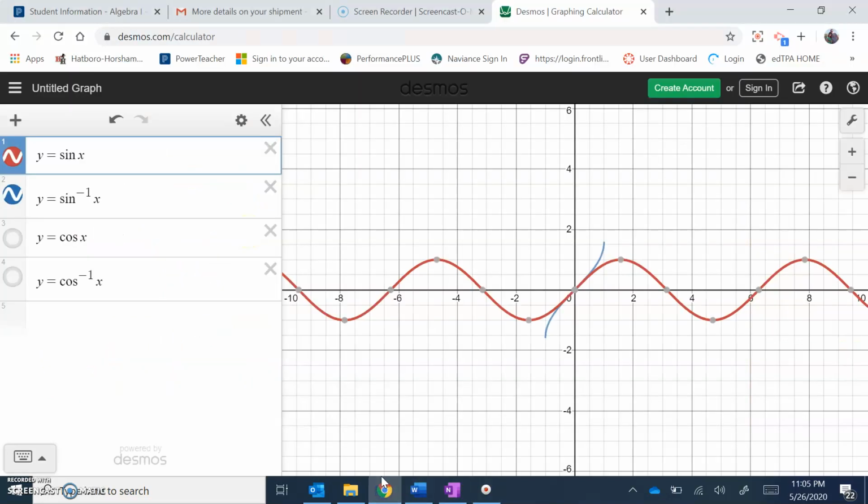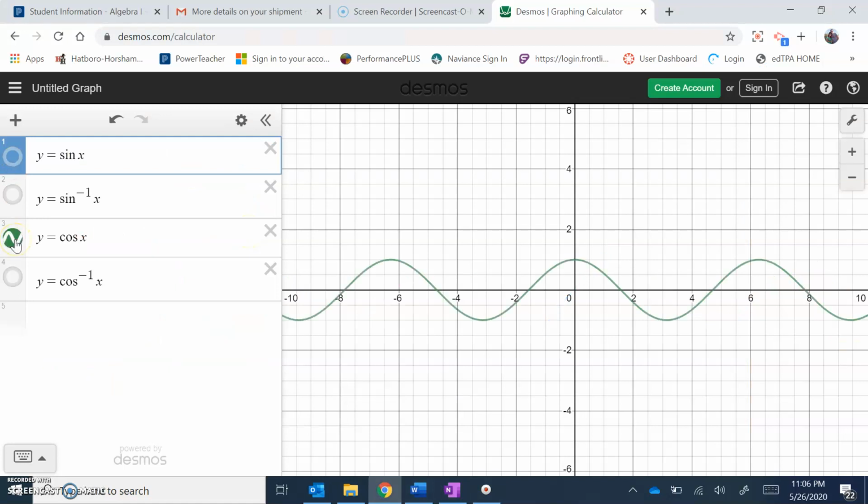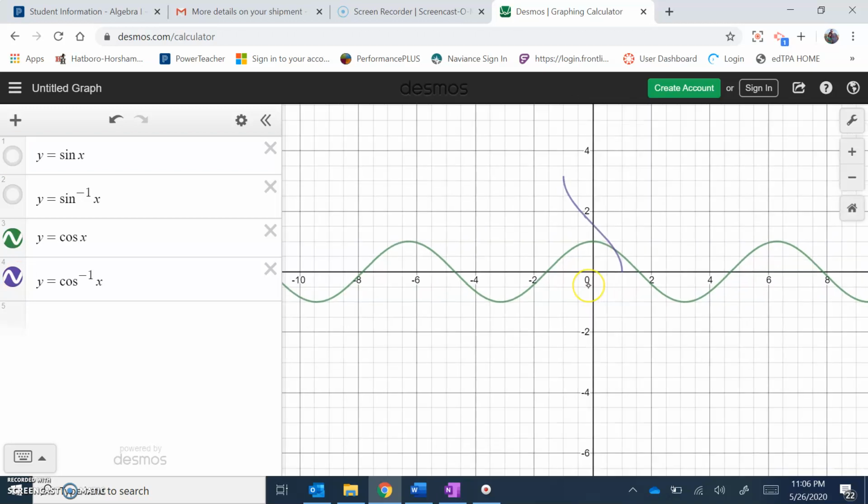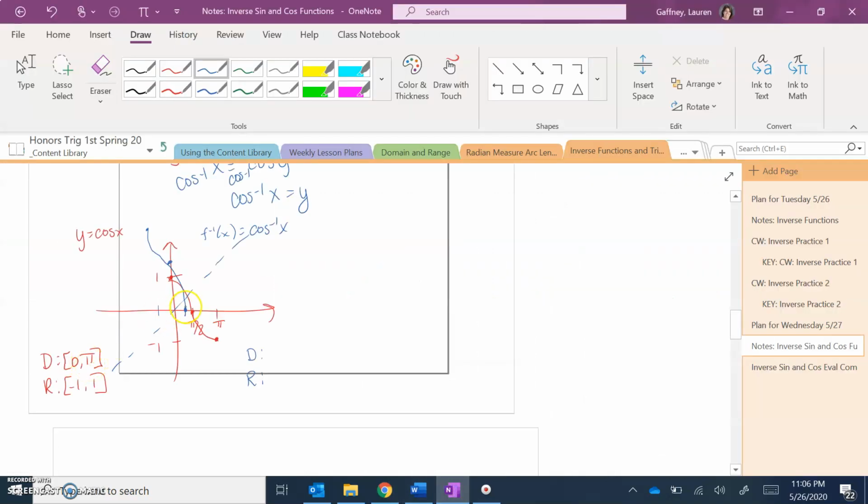I'll show you a picture in Desmos. So here's the whole cosine graph, and here's what it should look like. Now, once again, you have that line y equals x, which they reflect around. So we restricted the domain from 0 to pi, and the range is always negative 1 to 1. So now they flip. The domain of the inverse is negative 1 to 1. Clearly my drawing is not to scale. And my range is now 0 to pi.